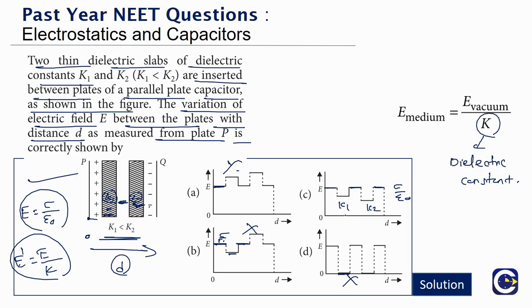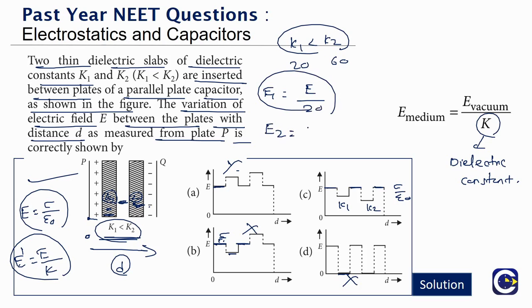Here we should notice one more thing. What is it? The K2, look at the relation between them. They are saying what? K1 is less than K2. Let's say K1 is some 20, K2 is some 60. So in medium 1, it will be equal to what? E by 20. In medium 2, what is it? E by 60. So what we'll observe? The E2 value will be lower than the E1. You can see here clearly. This is the E1 representation, right? This is E2. So E2 value is lower than E1. Why? Because here for the K2 medium, the dielectric constant value is higher.